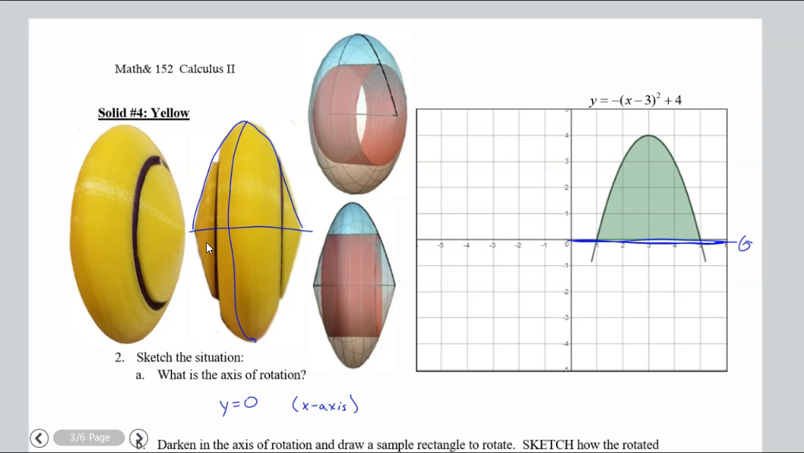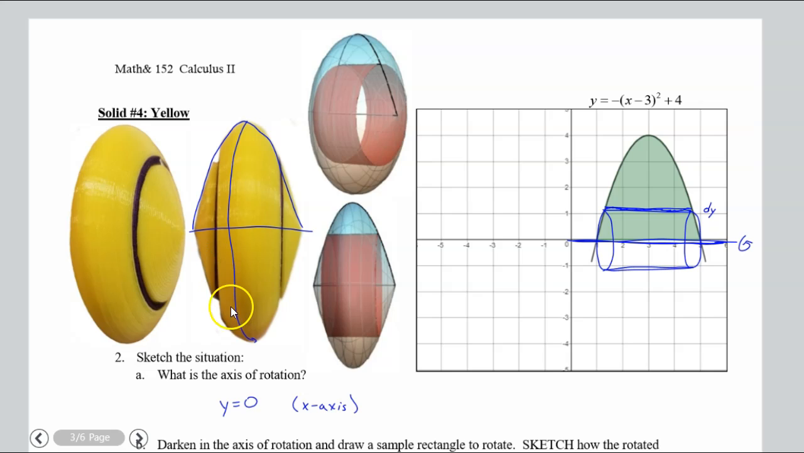We're also going to draw a sample rectangle to rotate, and if we're using shells, that's going to need to be parallel. So you can go ahead and pick any height you want. You could do up here, down here, so whatever height you want to draw it at, fine. But I'll just put it in right there. So this is our sample rectangle. This is going to have a small change of height, dy, and then I'll go ahead and rotate that. So this is going to get rotated around that x-axis. So it looks something along those lines.